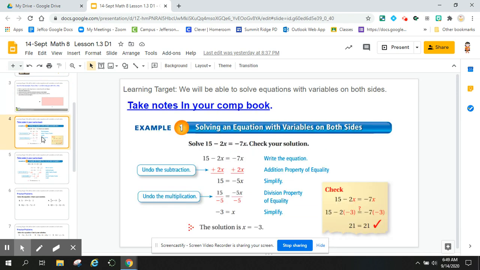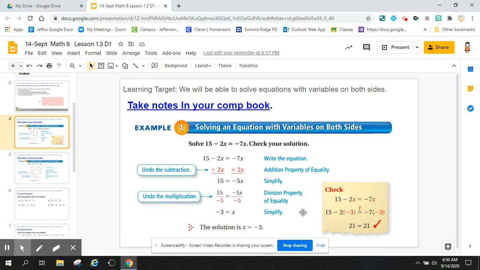Finally, I gave you some examples. I want you to take these notes in your comp book. I showed you step by step how to solve the equation 15 minus 2x equals negative 7x. Here it is, simplifying to x equals negative 3. So your answer, or your solution, is negative 3.